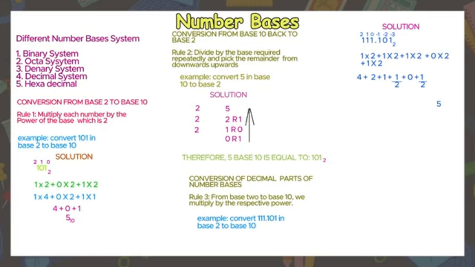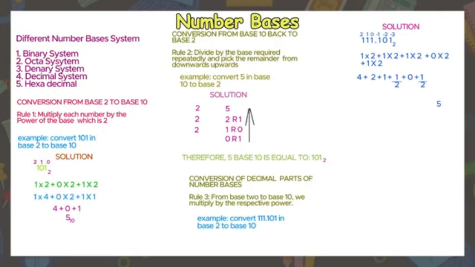1 multiplied by 4 will give us 4. 0 multiplied by 2, as a matter of fact, you know that 0 multiplied by any number is 0. Plus 1 multiplied by 1 will give us 1. 4 plus 0 is 4. 4 plus 1 will give us 5. Therefore, 101 base 2 is equal to 5 base 10.